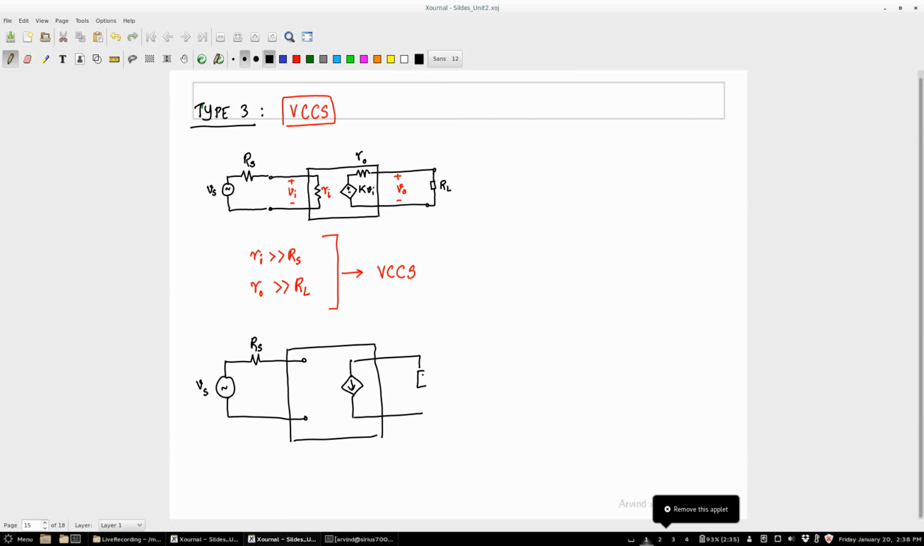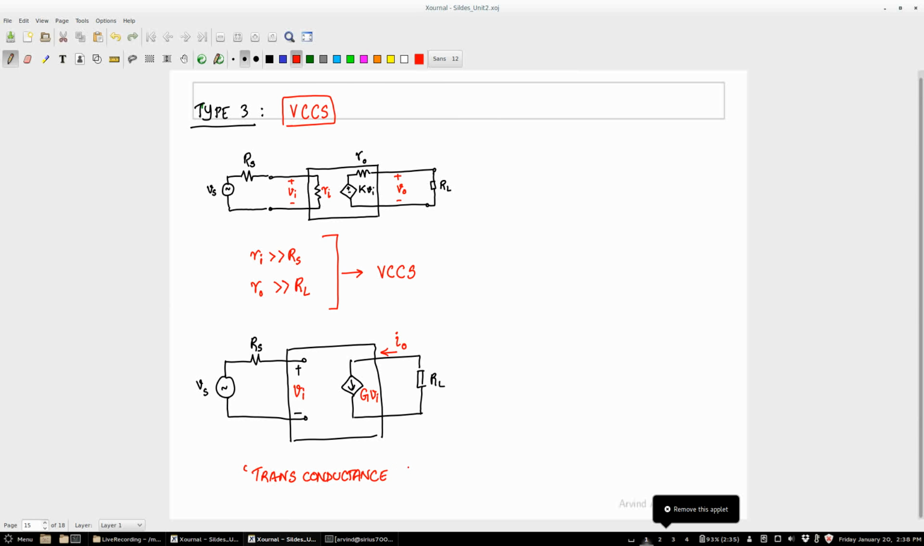Right? There is no Ri because Ri is much greater than Rs. So in the limit, Ri is going to be infinite, right? And on the other side, I'm going to take this limit of Ro much greater than RL, right? So I can basically convert this to a current source and directly feed the load. Okay. And plus minus is going to be Vi. Correct, and this is going to be your I0, I out, and what is this going to be? This is going to be some G times Vi.